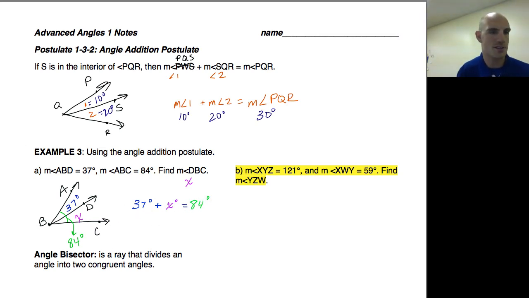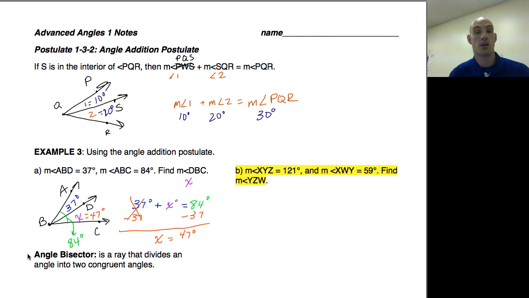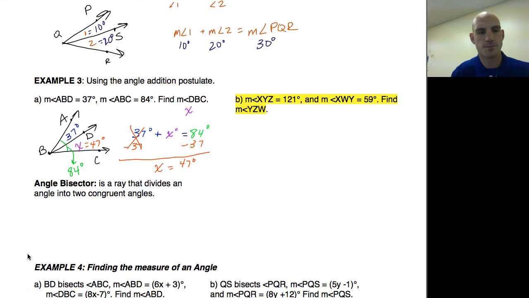Well, this becomes just a simple algebra problem. I'll subtract 37 from both sides, and I get X is equal to 47 degrees. So this now becomes 47 degrees. That's as simple as it is. Angle addition postulate: one piece plus one piece equals the whole thing. See if you can try this one in yellow on your own.